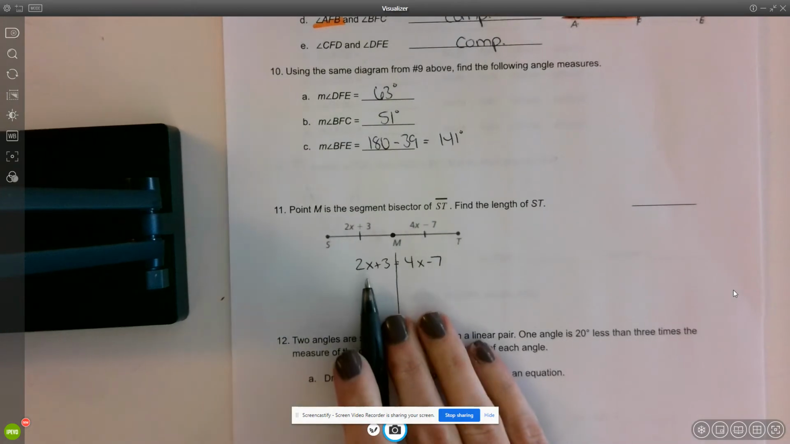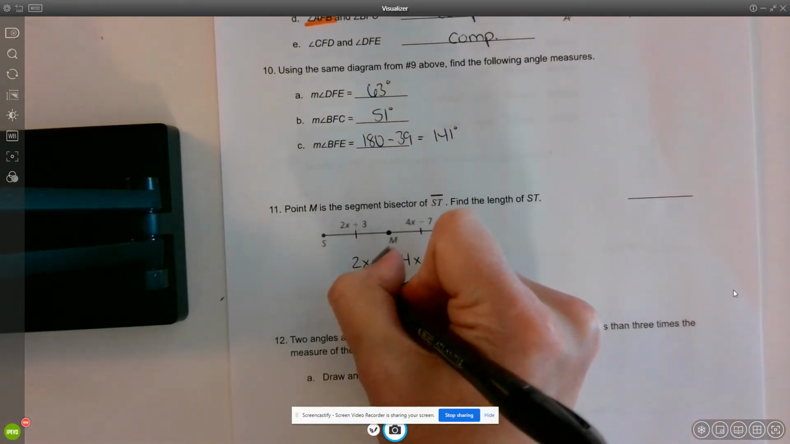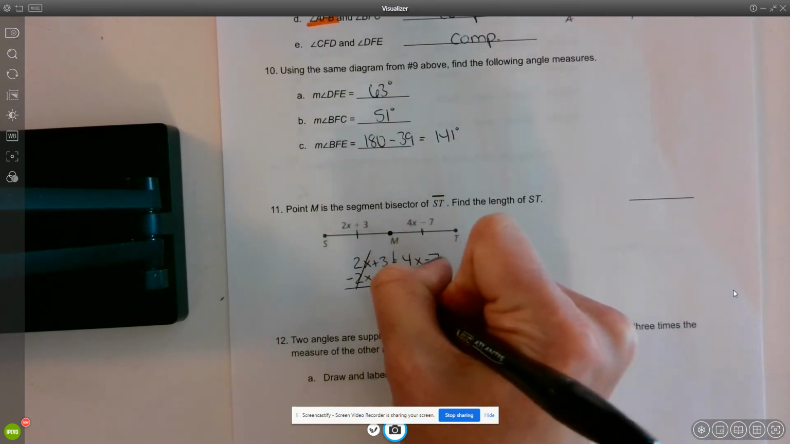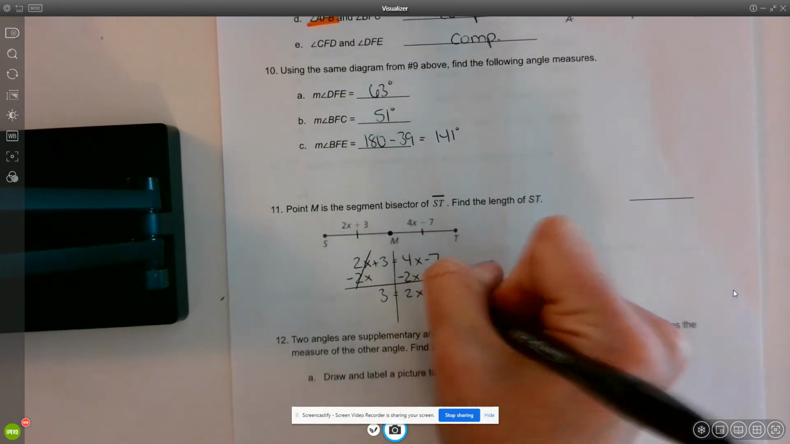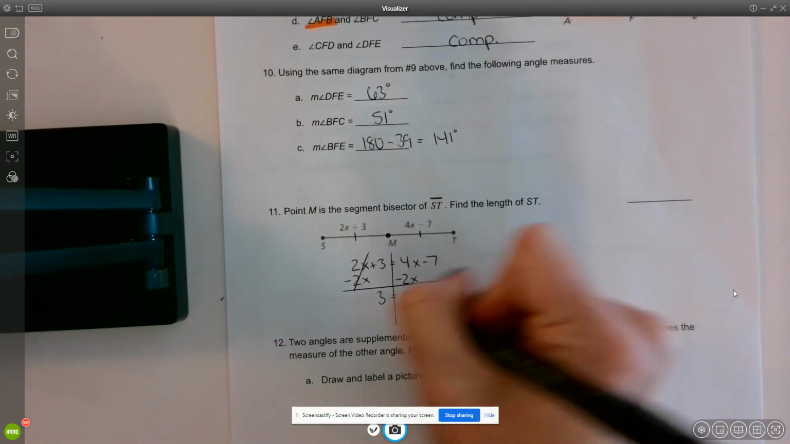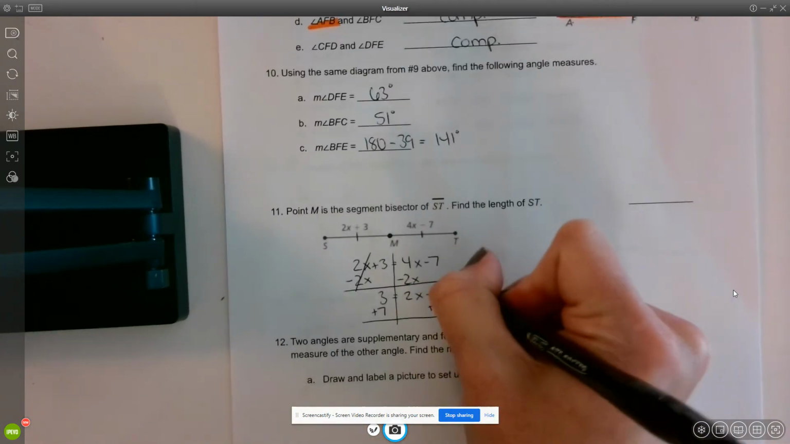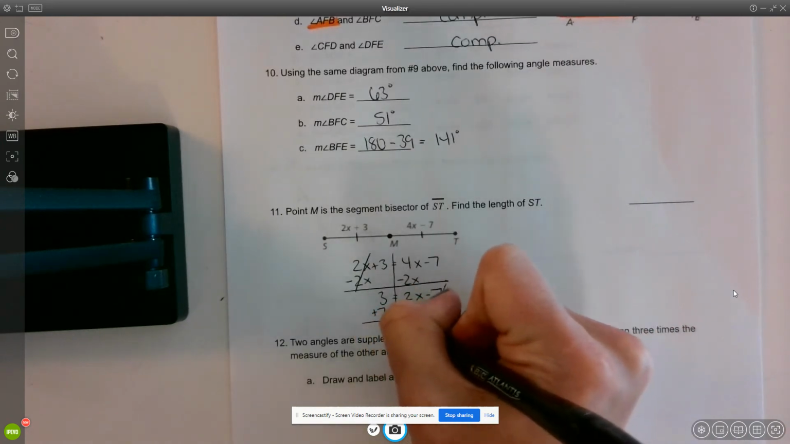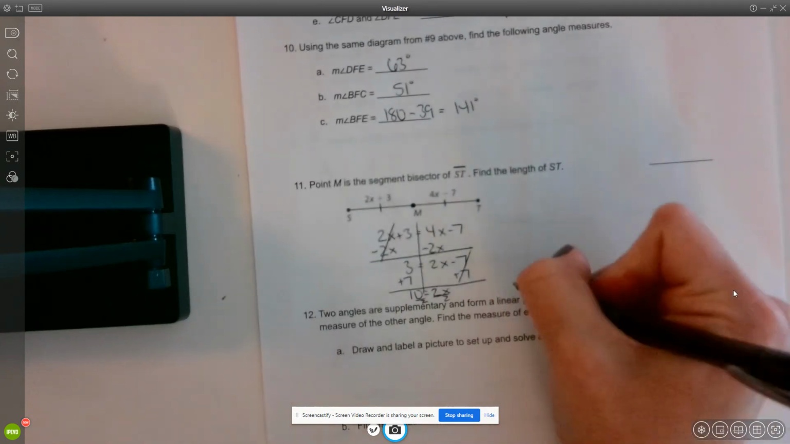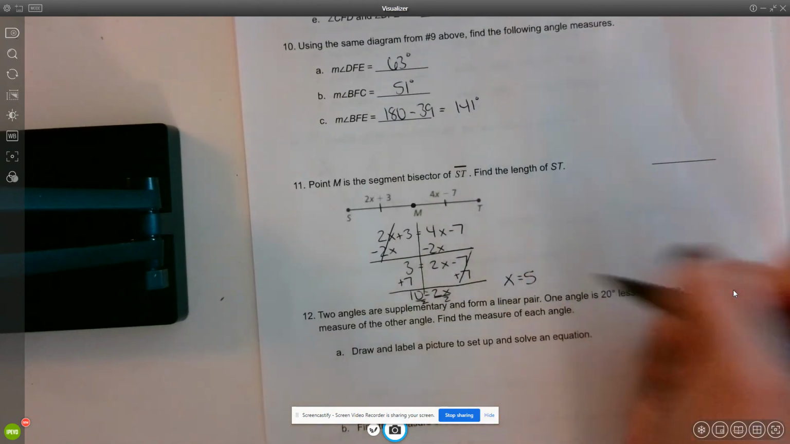I need to get all my x terms on one side. I'll subtract 2x here. Need to get rid of this 7 by adding 7 to both sides. Then I need to divide both sides by 2, and I get that x is equal to 5.